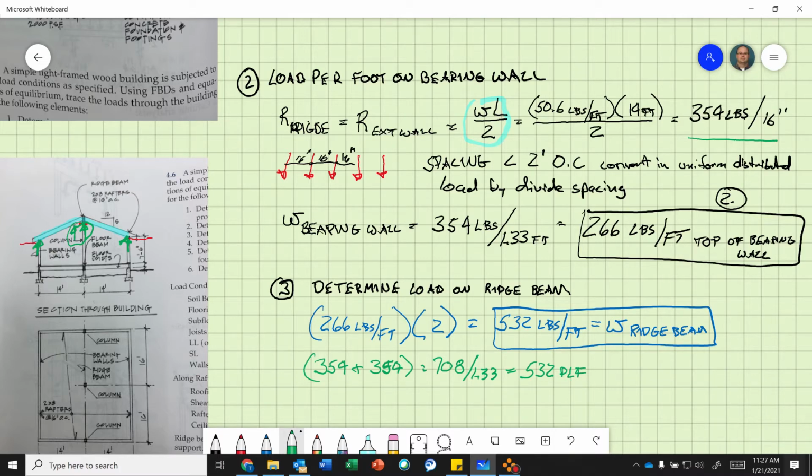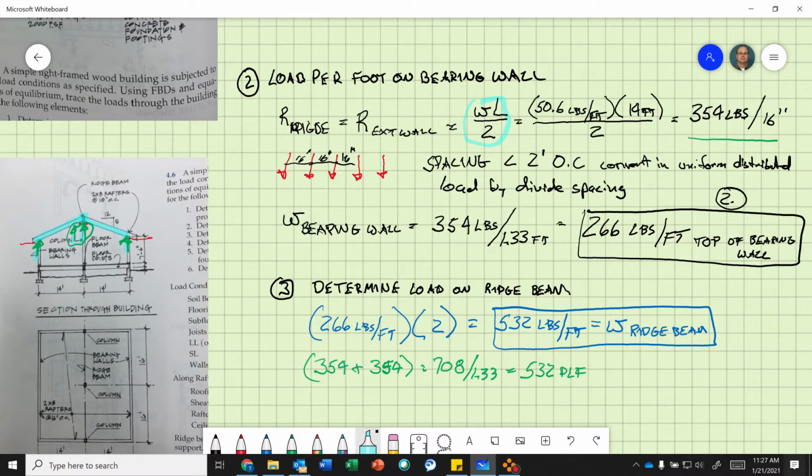So, again, let me go to the highlight. So we have 354, 354, 354 over here, and another 354. So we have a total of 708 pounds point load on that ridge board because there's 2 rafters. Okay. All right, so we answered number 3.